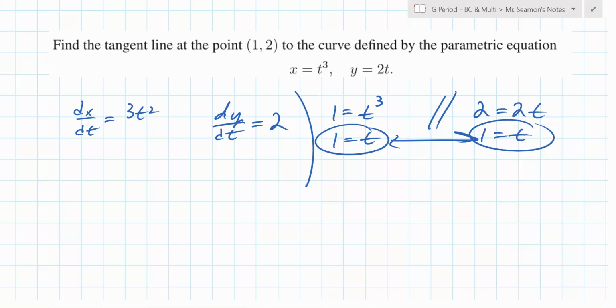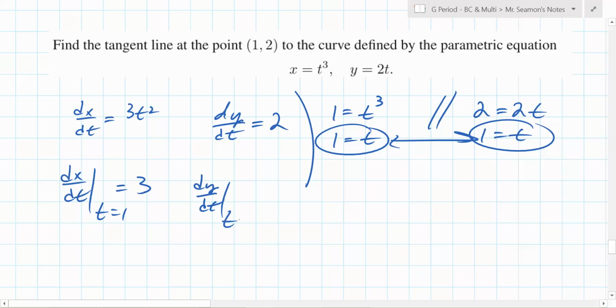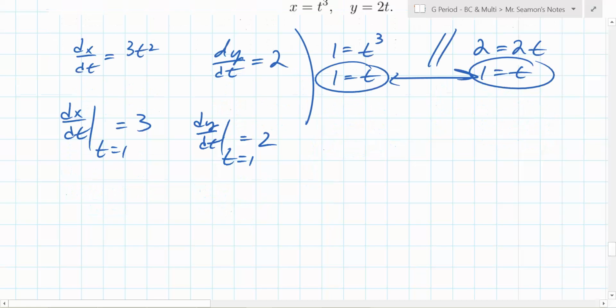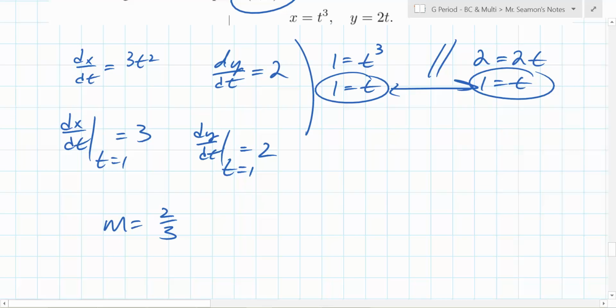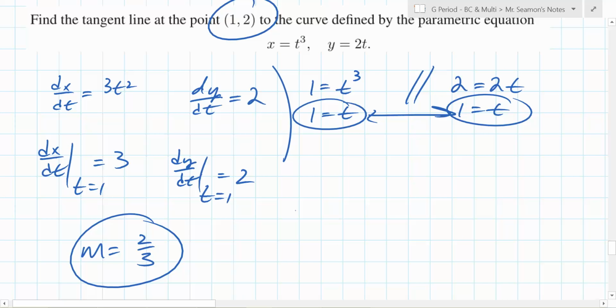We do. So what's dx/dt when time equals 1? 3. What's dy/dt when time equals 1? 2. So therefore, what's the slope of this line? 2/3. Do we have a point? Do we have a slope? So y minus 2 is equal to 2/3 times x minus 1. Do people agree with this?